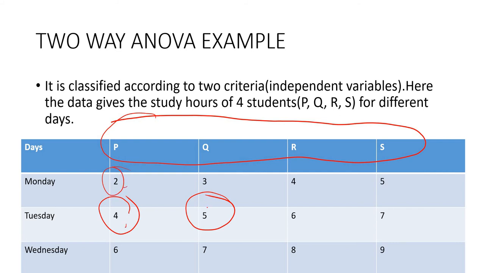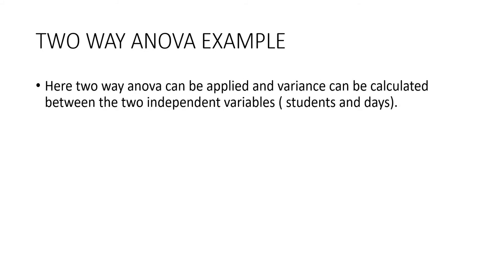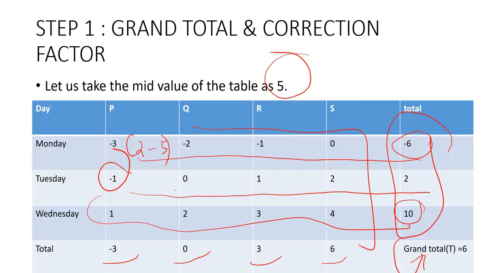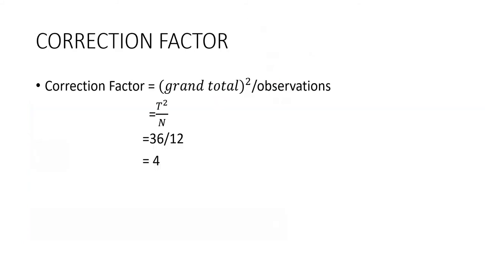2 minus 5, 4 minus 5, 6 minus 5, 3 minus 5. Tuesday, this one will be 5 minus 5, it is 0. You can see the value here. Here it is 0. That's all. You got it. Now, correction factor, this is the formula for correction factor.